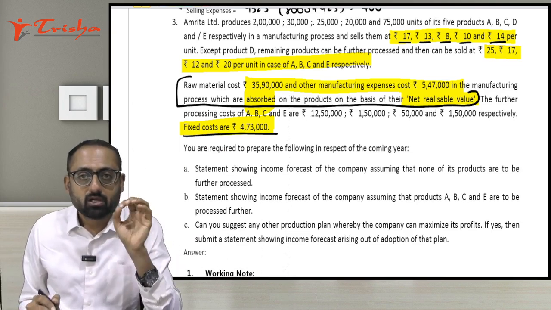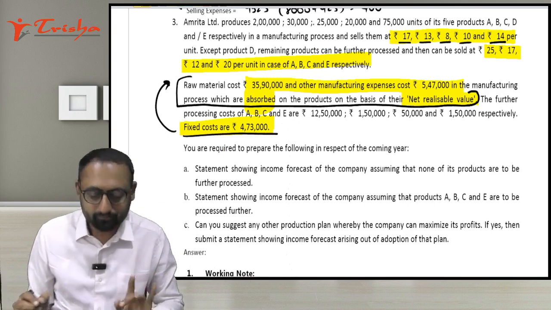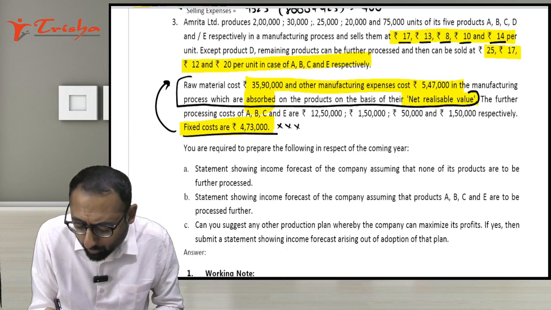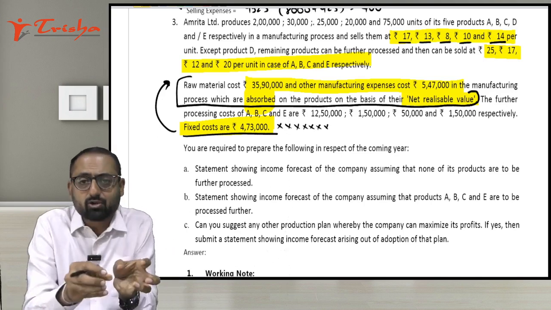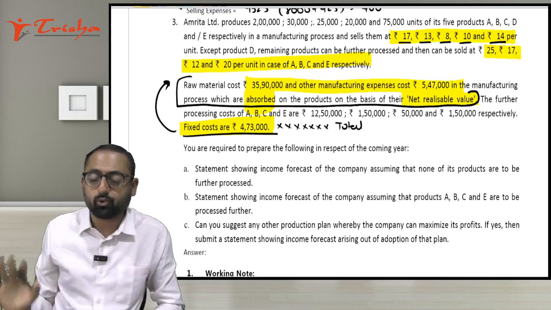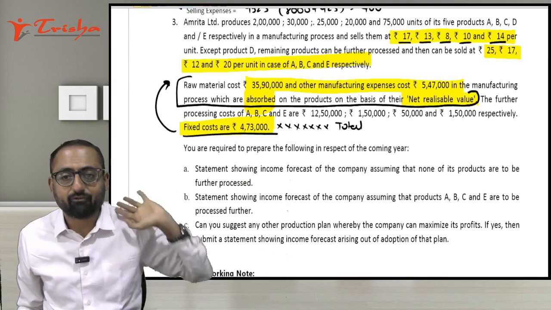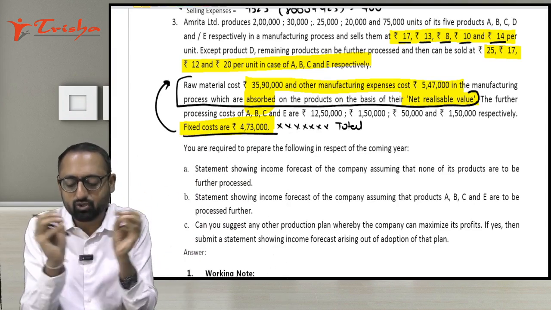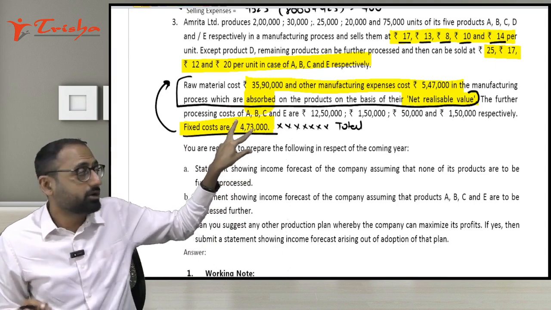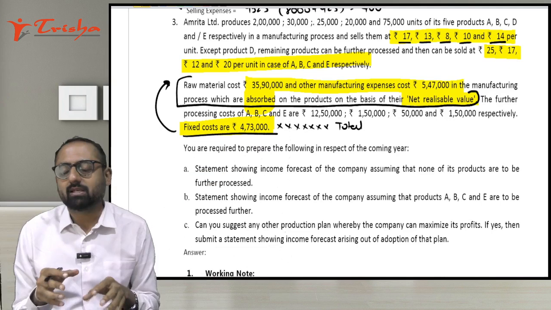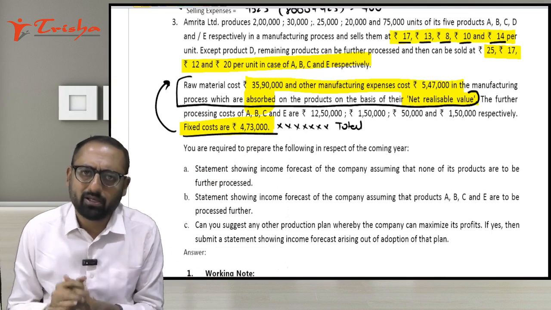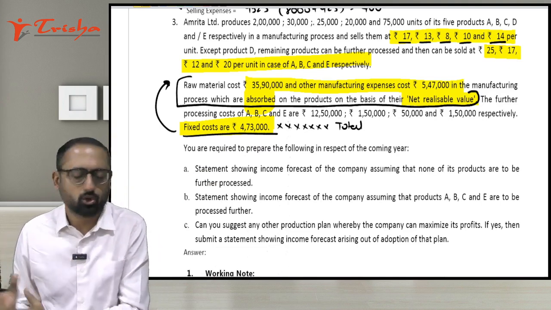Remember, fixed cost is not added here. Hence, fixed cost will not be allocated to product A, product B, product C, product D. Fixed cost will be written directly in the total column. Because specifically what they have told us is that 35,90,000 and 5,47,000 will be allocated in the ratio of NRV. That's it. These are the two joint costs. They have not included fixed cost in that. Hence, in this situation, fixed cost will not be allocated to A, B, C, D and E. Fixed cost will be written separately in the total column.